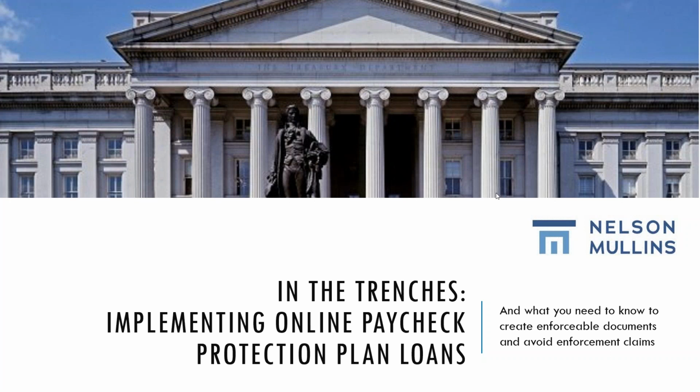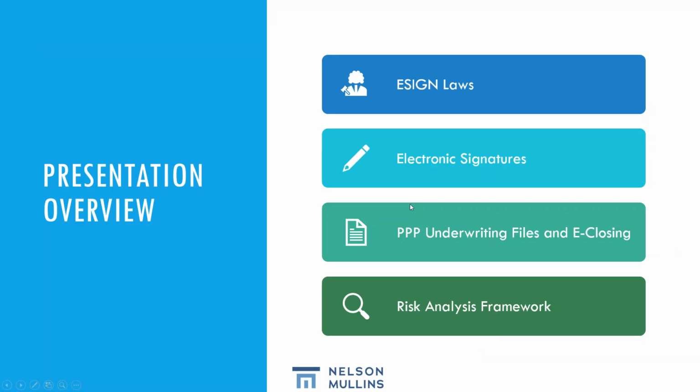And so we're really going to start with kind of a two-step process, if you will. The first part will deal specifically with some of the ESign obligations that you have when you're taking electronic applications or then signing documents electronically. And then we're going to talk specifically about PPP underwriting, how you can collect that information, what information based on the latest guidance that has come out you need to be collecting, and then how you can deploy those files. And then we'll briefly talk about the risk analysis framework.